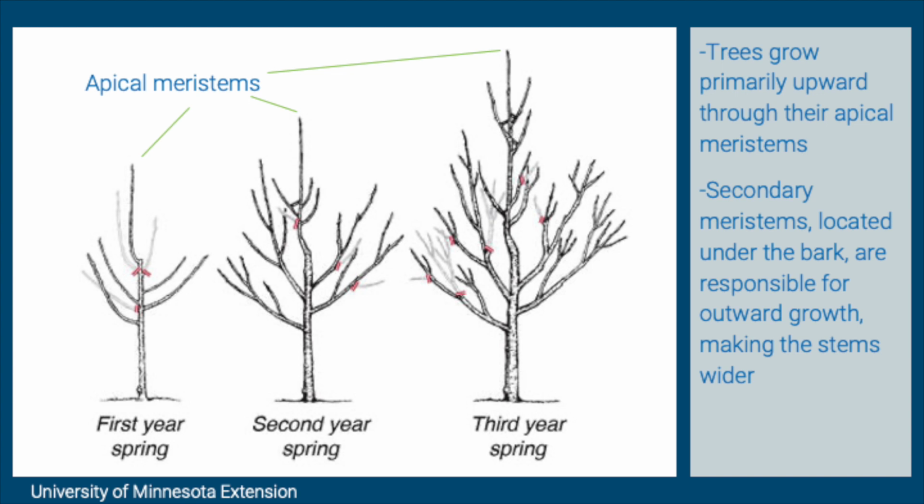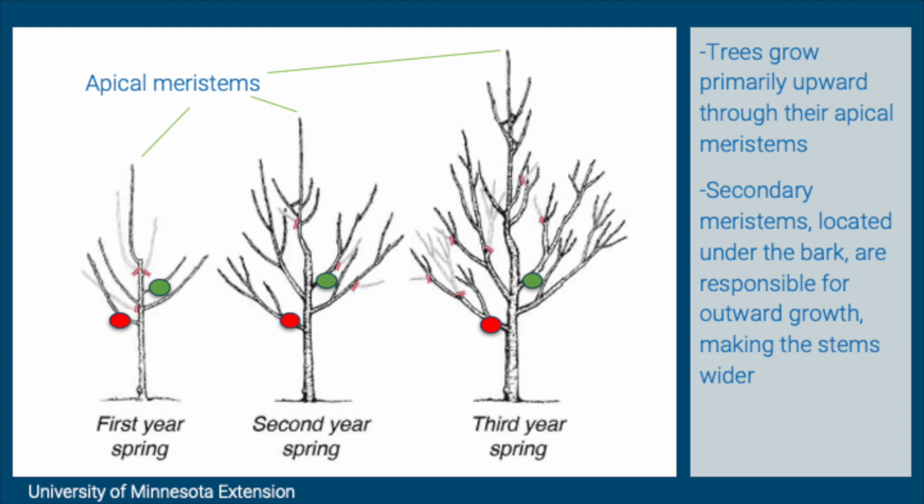Upward growth comes from the tree's apical meristem, apical meaning tip, and meristem meaning place where cells divide. The outward growth, adding to the tree's diameter, comes from its secondary meristems, located under the bark. The growth from the secondary meristems creates the yearly rings used to age trees.